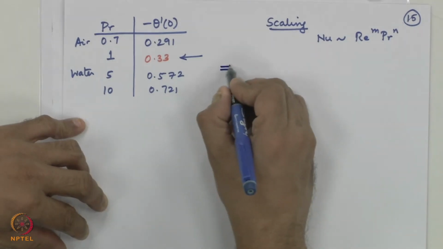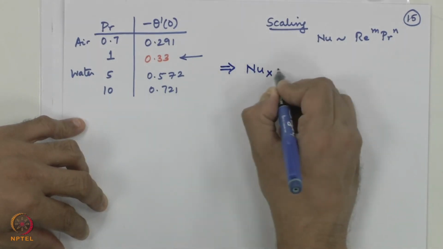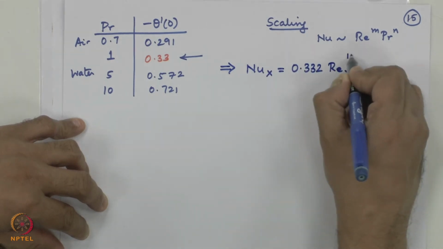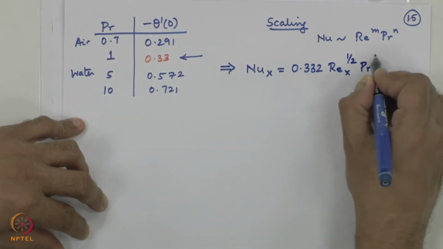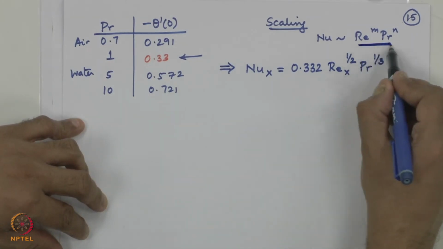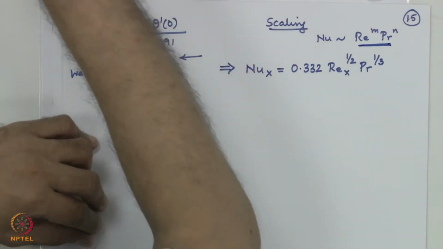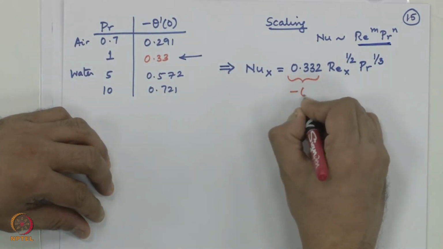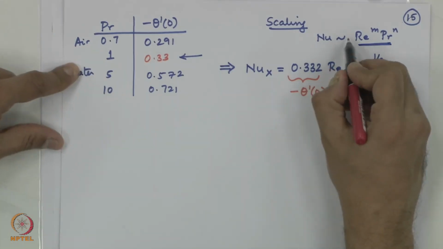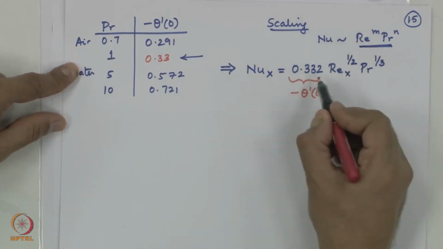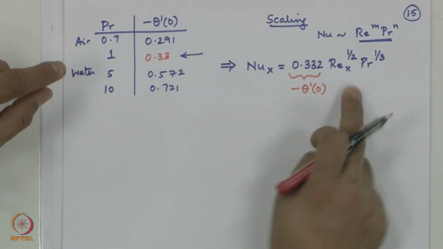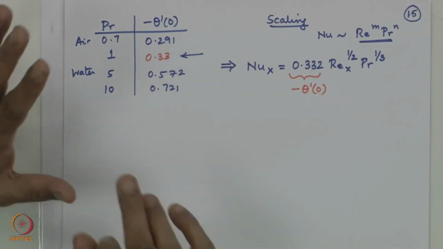When I group these results, I would get Nusselt number is equal to 0.332 Re to the power half Pr to the power 1/3. Similarity method had given me this functional form, and now this minus theta prime of 0, this order of magnitude was replaced by an equal to sign by putting in a constant, and that constant was 0.33. This is where you get your correlations from. These are not black magic.